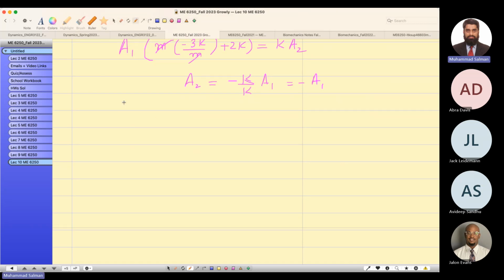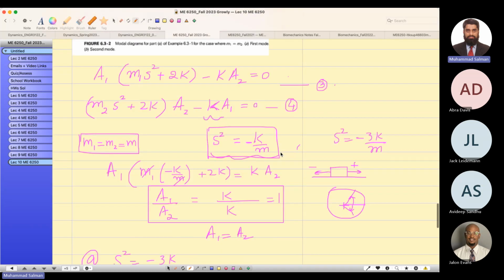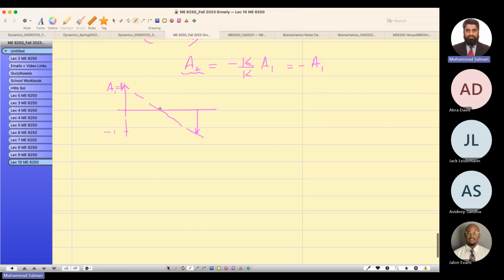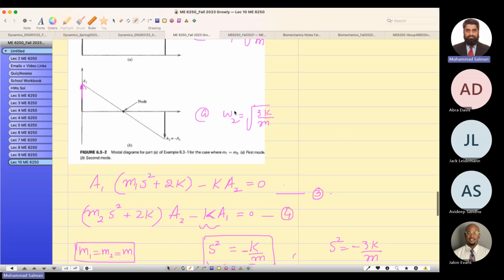That means that if you draw the A1 just like as unity, where do you see the amplitude? What is the amplitude shape? What is the amplitude of the other block? It is negative 1. Here this is negative 1, this is positive 1. You see my point? And you can draw a line here just to show a shape. One is moving to the right, one is moving to the left. And this is like a node, which is not a motion, this is just like a stop point here.